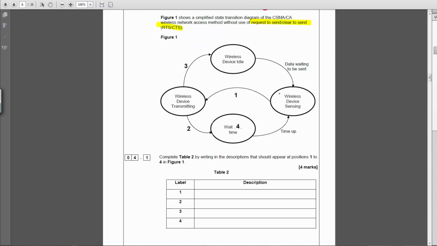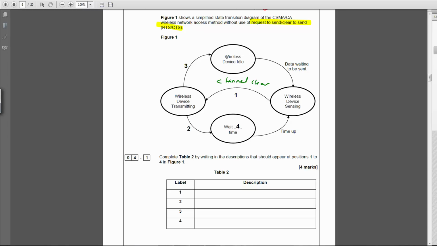So this is the wireless device sensing. So I'm guessing this is the device checking the transmission medium is clear. And so I'm guessing it's assuming that it is clear, and so it would go to the transmitting stage if the channel was clear. So I reckon 1 is going to be channel clear, and so when it transmits, the wireless device becomes idle. So the wireless device, I'm guessing, is the transmitting device in this case, so it'll become idle until it has more data to be sent.